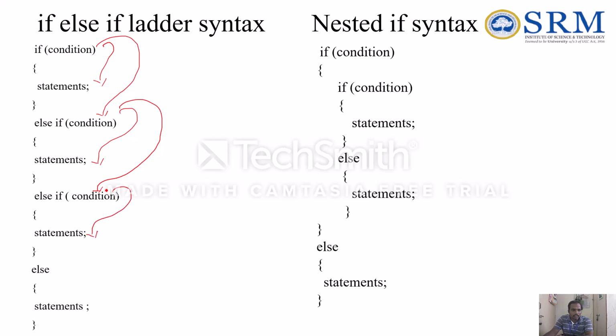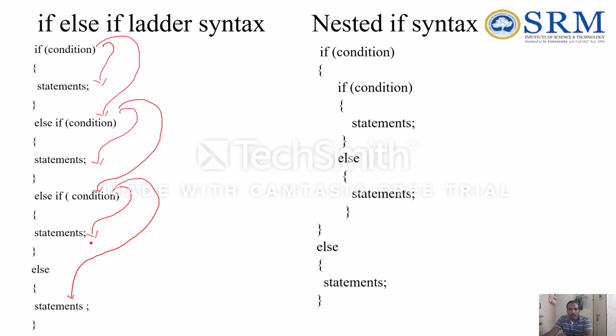Suppose the condition also fails, finally it will go to the else part. So this else statement will be executed. It will be followed by if, else if, else if, else if, like that. How many conditions you want, for that you should frame the if else if ladder condition. Suppose all the conditions fail, the else part will run. So this is the syntax of if else if ladder.